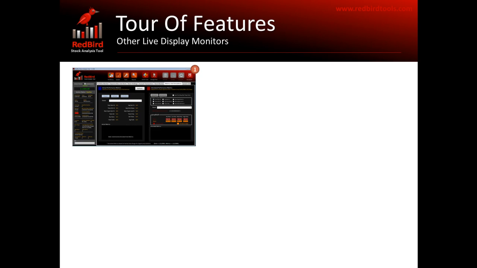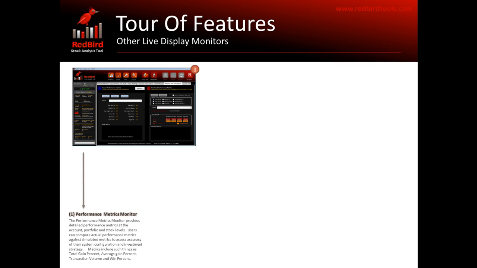Tour of features. Other live display monitors. This is the final slide that provides an overview of product features and screens. This slide contains 4 of the other monitors that are available when the system is operating in live operations mode. The first screen is the Performance Metrics Monitor. This screen provides detailed performance metrics at the account, portfolio, and stock levels.